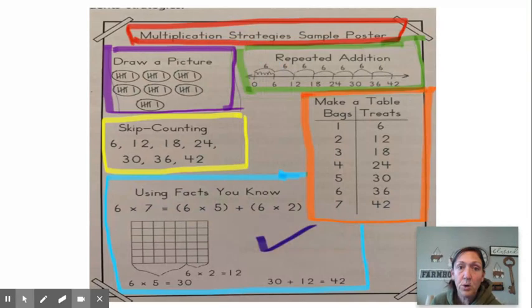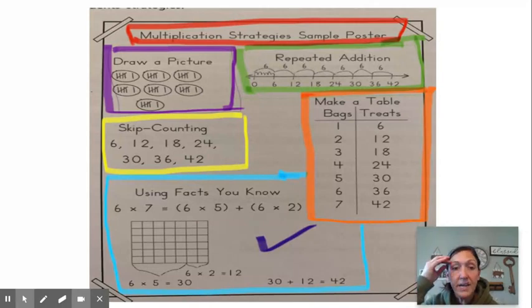Here is a poster of various multiplication strategies. For example, when we are multiplying, we could draw a picture of loops and groups. We could use repeated addition on a number line. We could use skip counting, or we could make a table.